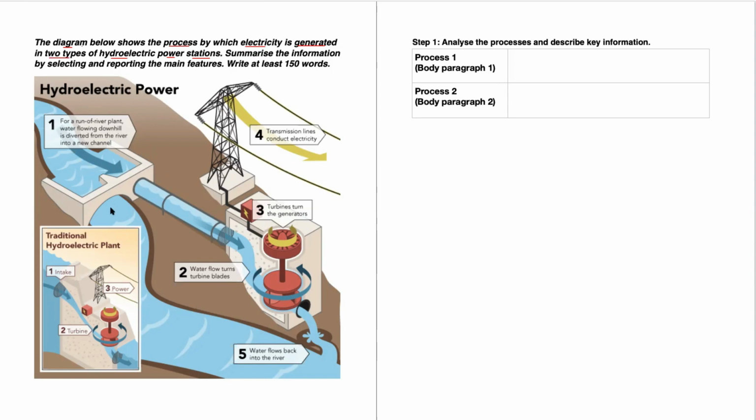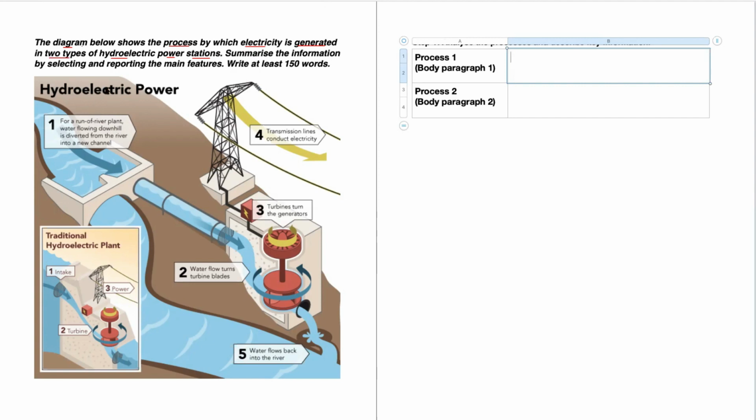So basically what I'm going to do first, I'm going to look at this traditional hydroelectric plant, this smaller one. I'm going to look at this first just because it's smaller and it makes more sense for me to approach this first. And I want to understand how it's different from this hydroelectric power. So let's just go ahead and read. We see number 1 is intake, 2 is turbine, 3 is power. So the step is 1, 2, and 3.